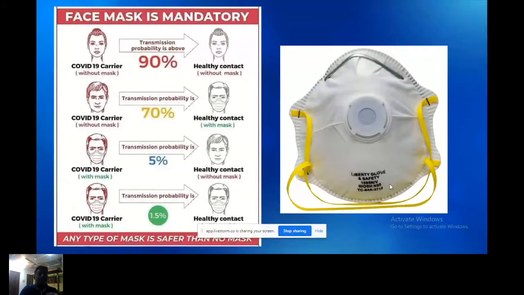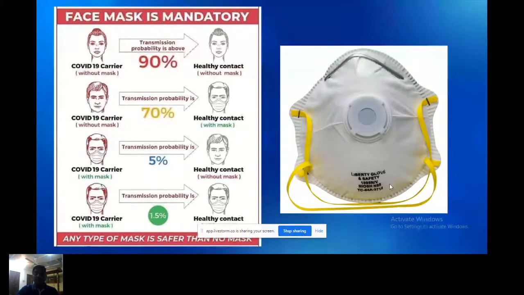Now if the patient is a COVID carrier without a mask, but the doctor is wearing a mask, there is still a 70% possibility of transmission. If the patient is a carrier wearing a mask, but the healthcare person is not using a mask or is not using a proper N95 respirator, the possibility drops drastically to 5%. And as I told you in the beginning, if the patient is a carrier wearing a proper mask and the healthcare worker is also using a proper mask, the possibility of transmission of this disease is only 1.5%.